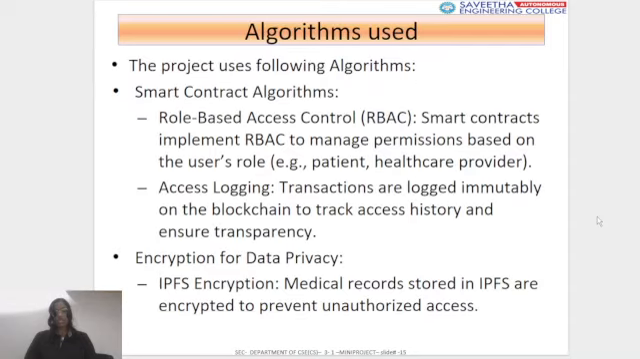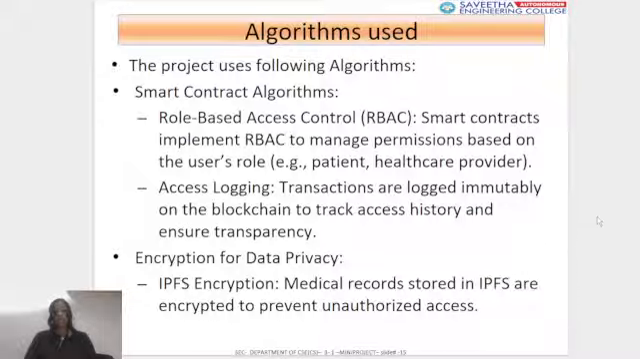The algorithms used in the project are role-based access control, also known as RBAC. Smart contracts implement RBAC to manage permissions based on the user's role. Example: patient, healthcare provider, etc. And access logging. Transactions are logged immutably on the blockchain to track access history and ensure transparency. These are the smart contract algorithms.